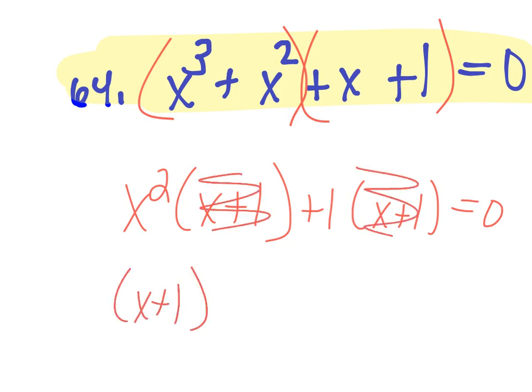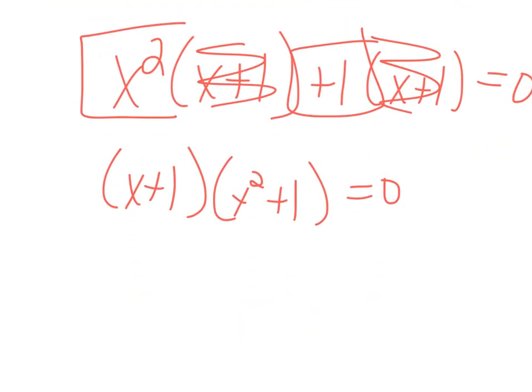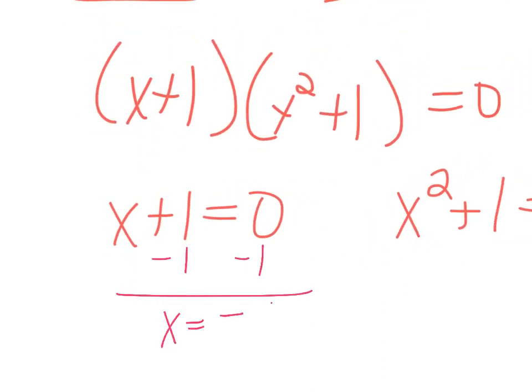Once I take that out, what do I have left over? X squared plus 1 equals 0. How do I solve this? Set everything equal to 0. Notice we're doing the exact same thing every single time. So if I'm going to solve this, x plus 1 equals 0. I'm going to subtract 1 from both sides, yes? So I get x equals negative 1.